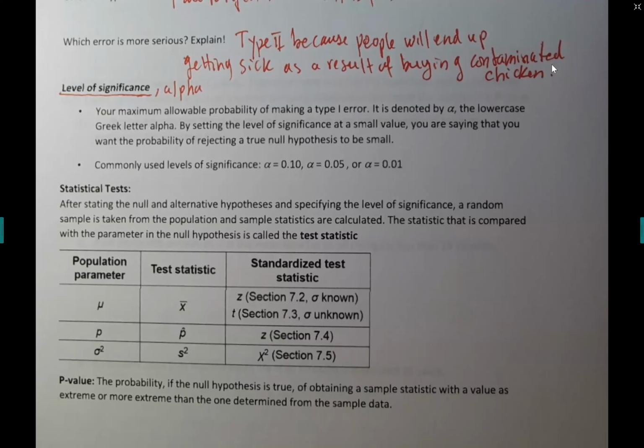All right. So we define the level of significance. We call it alpha. This is the maximum allowable probability of making a type 1 error. So you cannot make a type 1 error beyond this one. And we said it is called alpha.